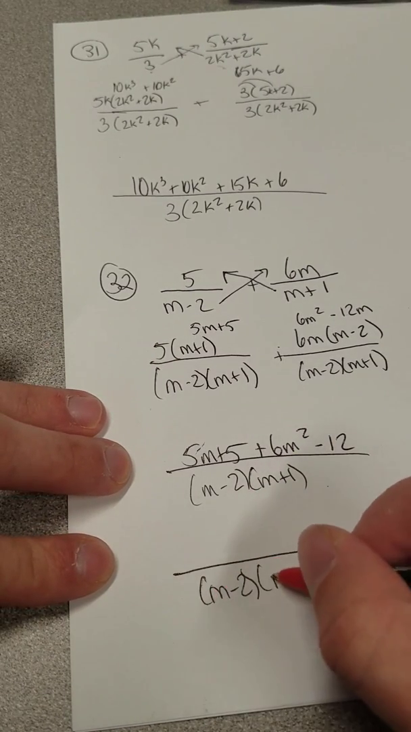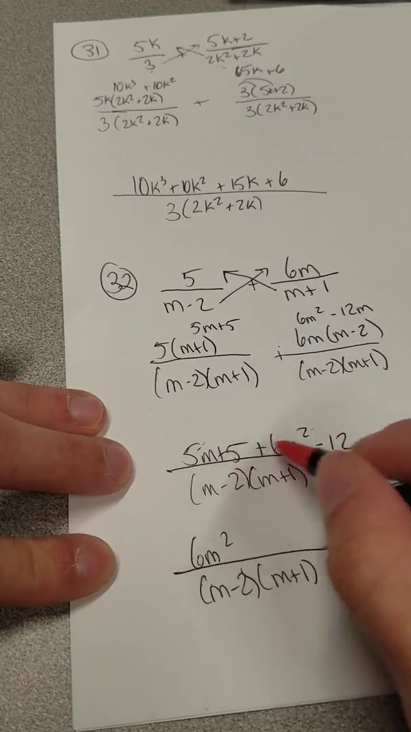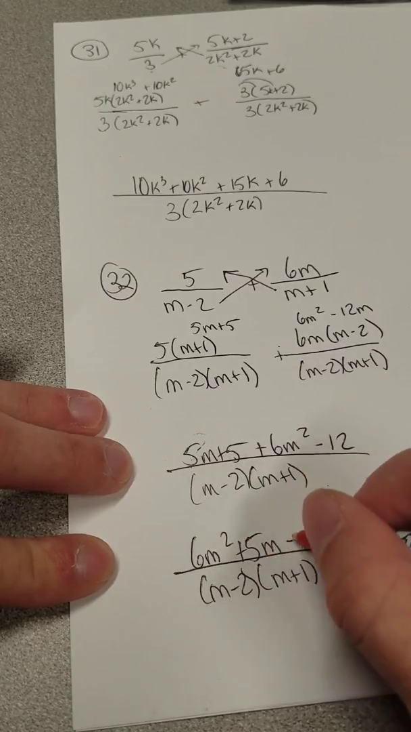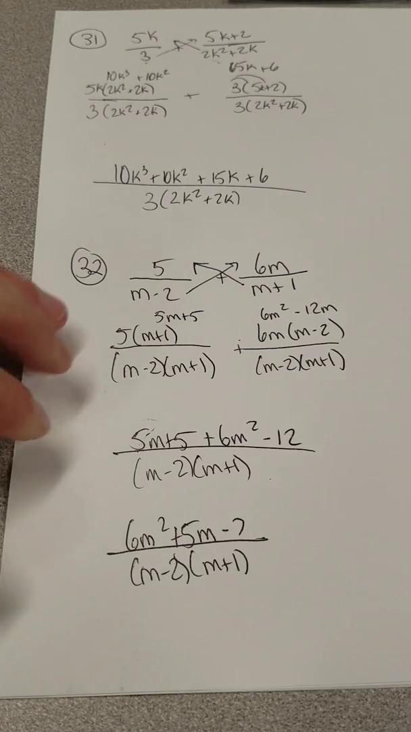So the denominator stays the same. 6m squared. 5m doesn't have anything, so it stays the same. 5 and negative 12 make negative 7. So that's going to be your final answer on number 32.